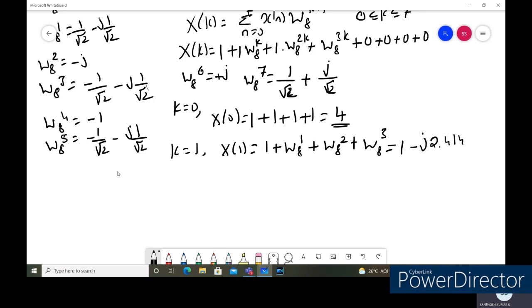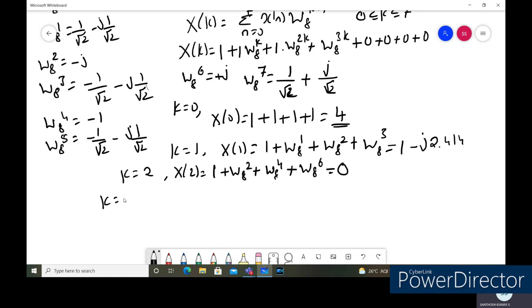So similarly, let us substitute k is equal to 2. So x of 2 is equal to, wherever k is there in this expression, let us substitute k is equal to 2. And here also let us substitute k is equal to 2. So it has become 1 plus omega e to the power of 2 plus omega e to the power of 4 plus omega e to the power of 6. If you evaluate this by substituting the corresponding values, it will become equal to 0.